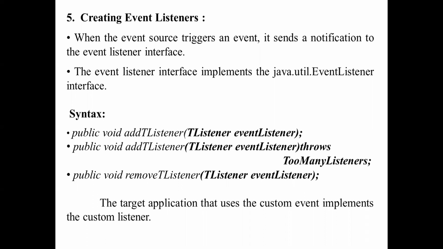And finally, suppose we have to remove any of the listeners, we can use public void removeTListener of T listener. So these are the target applications that we can use to implement the custom listener. So this is the fifth one.